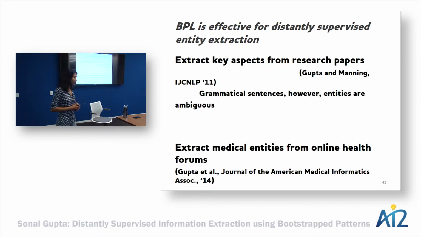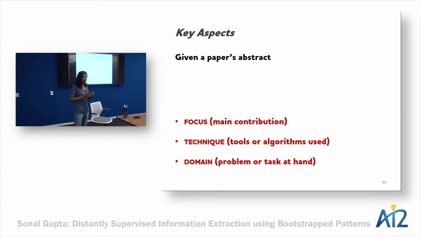And so these are sentences from research papers. They are pretty grammatical sentences. However, the entity is ambiguous. And I'll talk about why the entity is ambiguous in these key aspects. And because we have grammatical sentences, we work with dependency patterns. And I'll get to that.